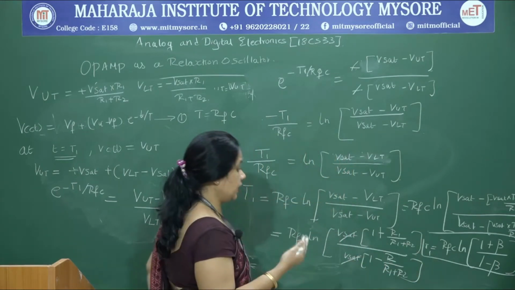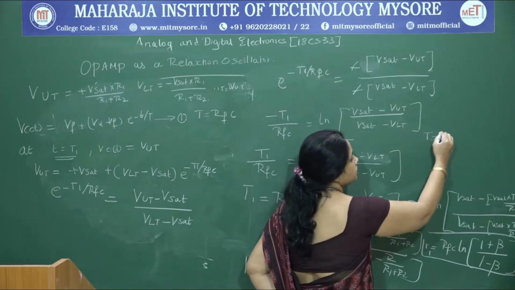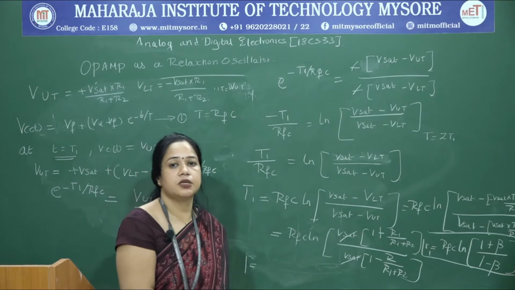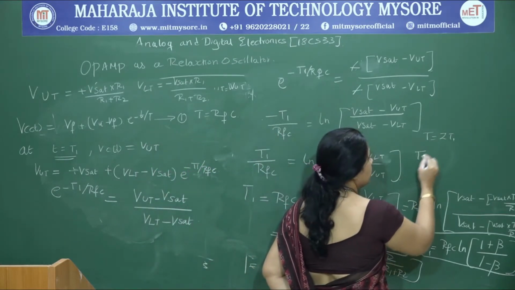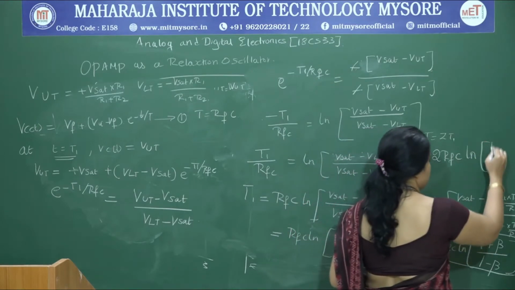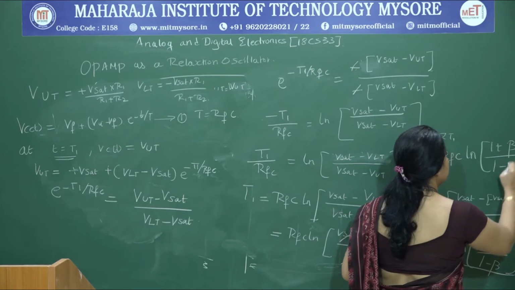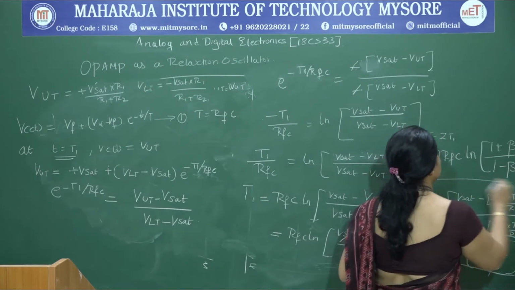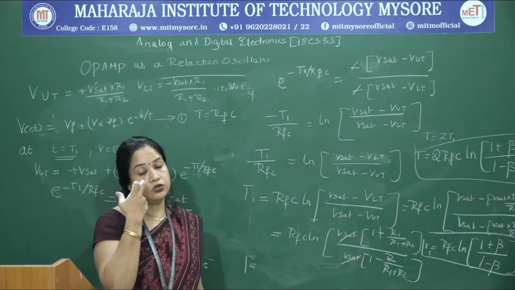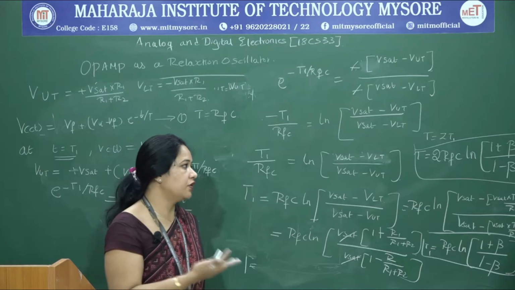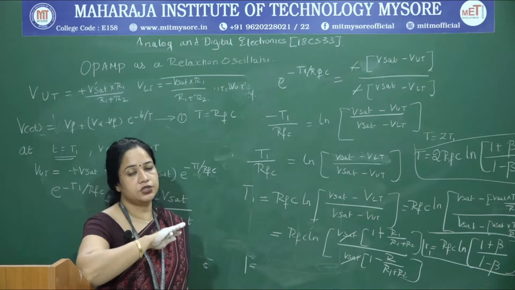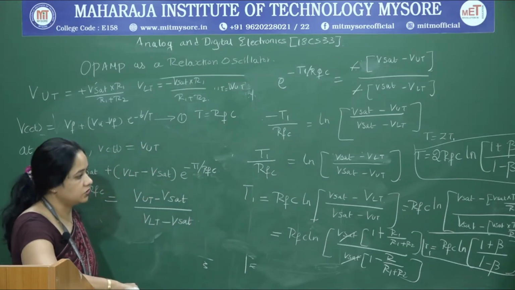If you want T, T is 2 times T1, because it is periodic in nature, and the charging and discharging times are equal. So, your T ends up being 2 into RFC logarithm of 1 plus beta by 1 minus beta. This is the expression for the time period of the pulsed output waveform. If you want the frequency, you take the reciprocal of the time period, and you get the frequency of the oscillations obtained by your designed relaxation oscillator.